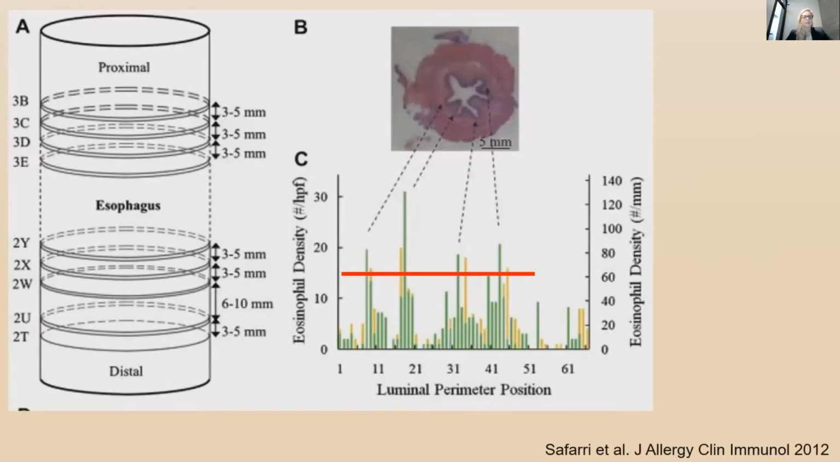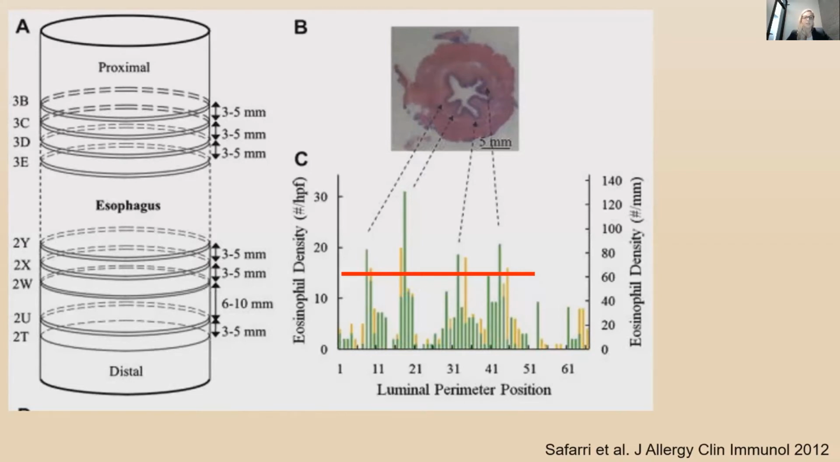So this was an esophagectomy specimen from a patient with EOE, unfortunately, and they were able to take longitudinal biopsies circumferentially around the esophagus. And the red line that you see here denotes 15 eosinophils per high power field. But look at the surface area that did not or had fewer than 15 eosinophils.